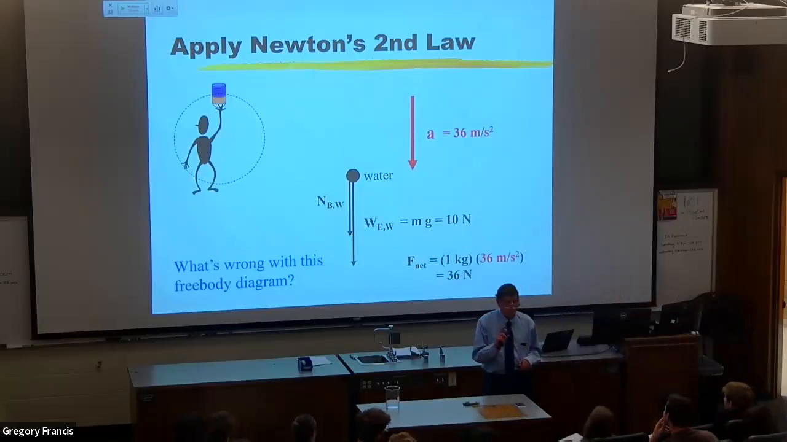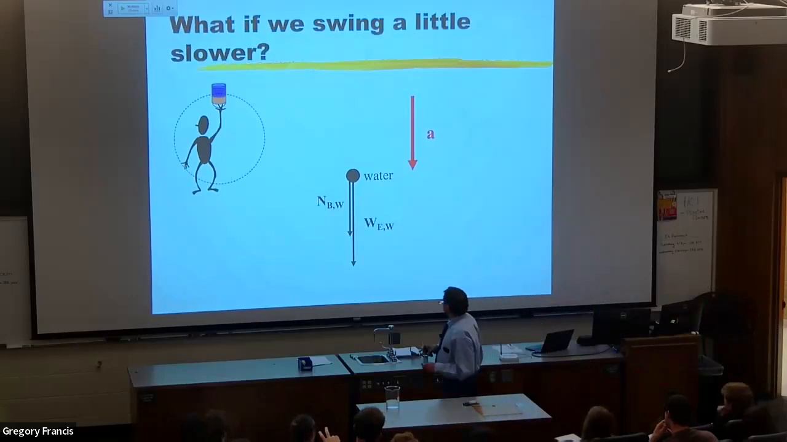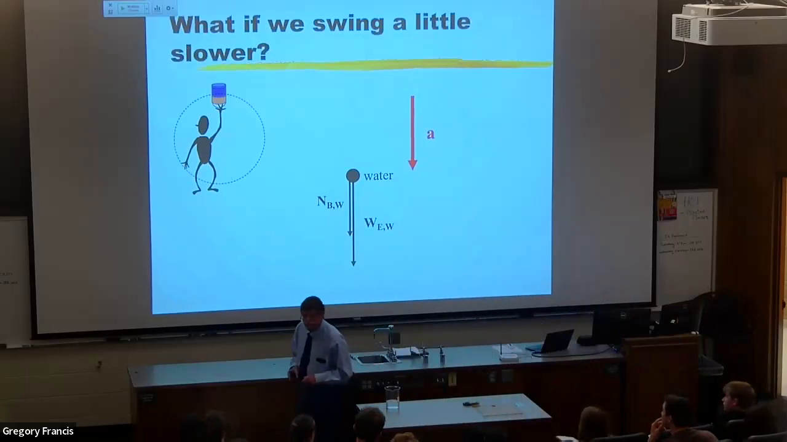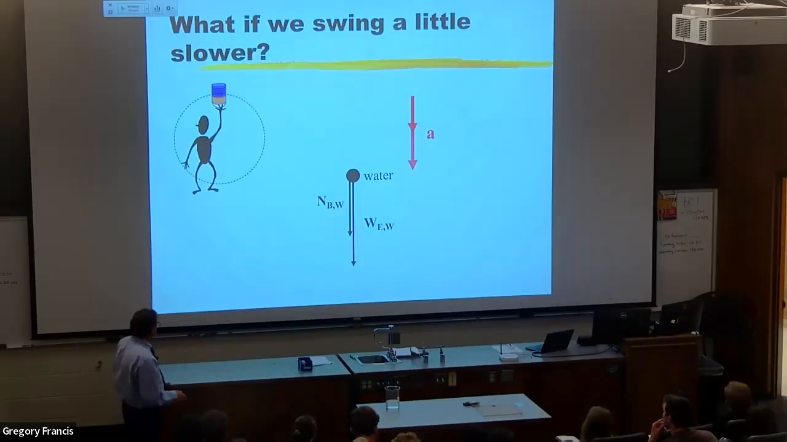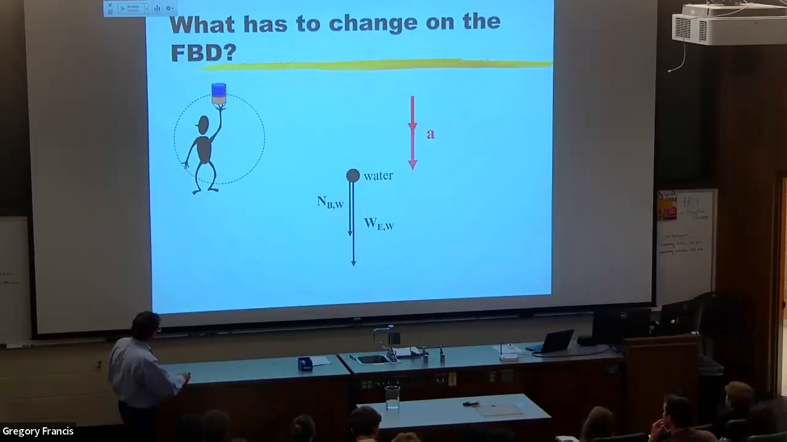Questions? Okay, what if I were to swing it a little bit slower? What happens to my acceleration? Well, it's v squared over r, that's going to get smaller. What happens to my free body diagram? Does the weight of the water change? No. That means that this normal force by the bottom of the bucket has to get smaller.